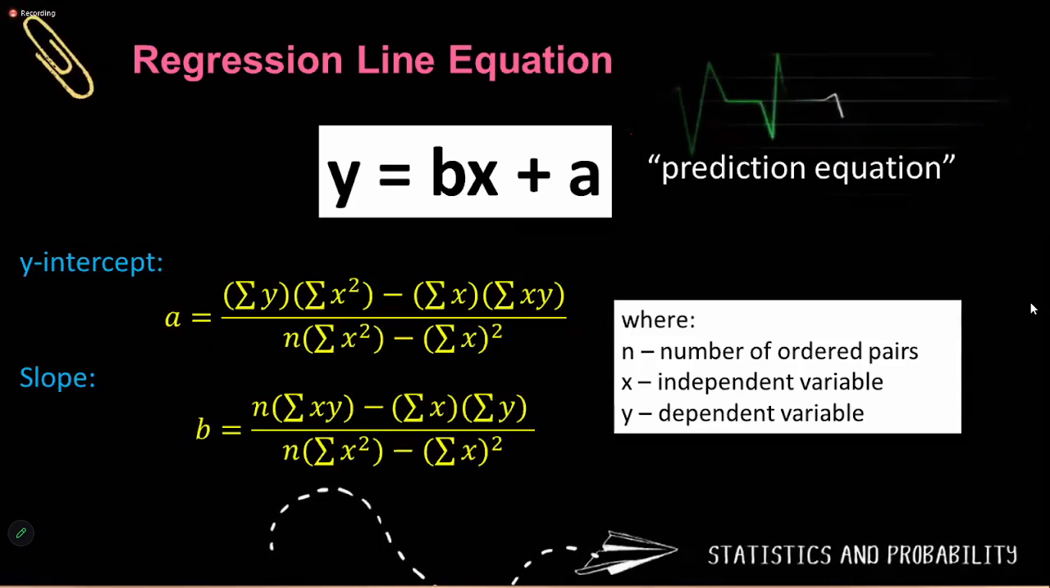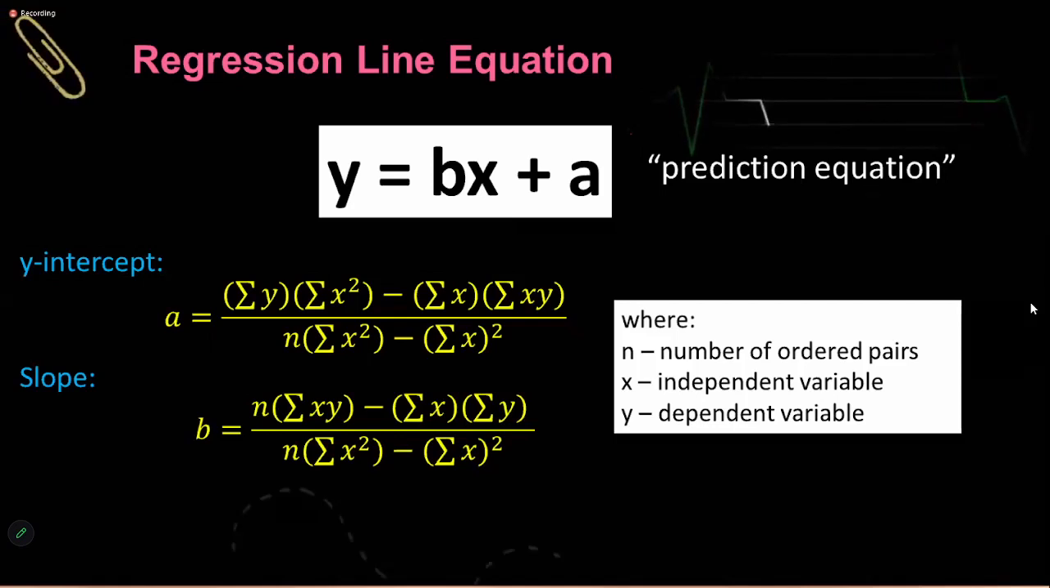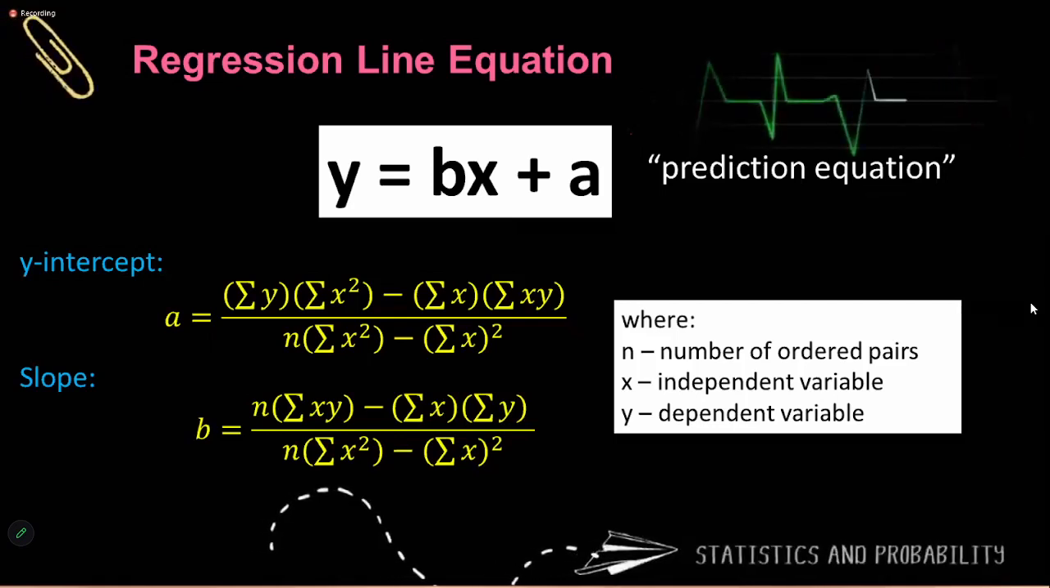It makes you want to cry, right? The formula. So, to get the y-intercept a, that is the summation of y times the summation of x squared minus the summation of x times the summation of x times y, all over n times the summation of x squared minus the square of the summation of x. So, the formula for our y-intercept is easy. This is it, no?